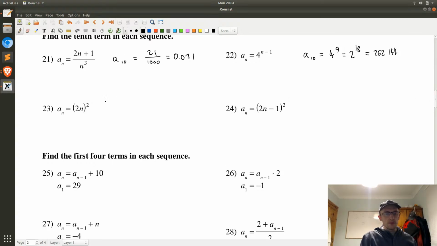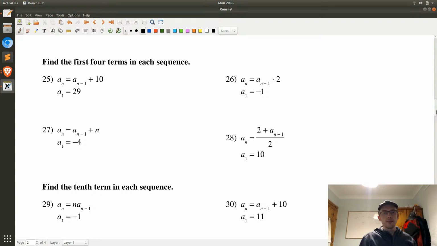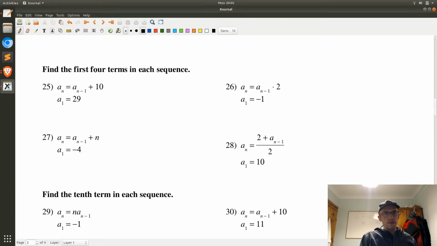Okay, so what's the 10th term here? Just stick in 10. So 2 times 10, that's 20. And then 20 squared is 400. Stick in 10 here. So 19 squared is 361. You can see why I like these. The first 4 terms in each sequence.